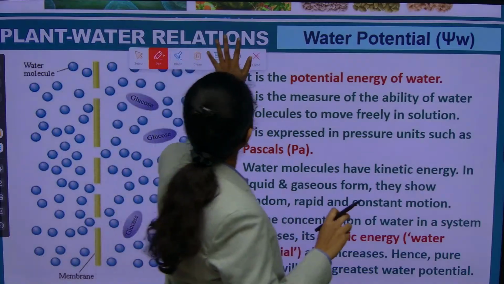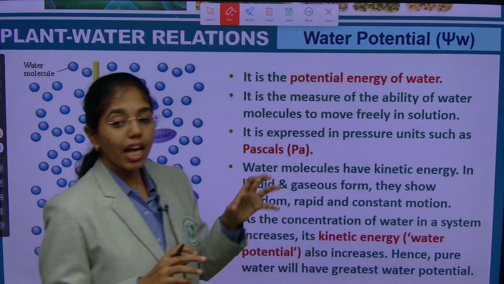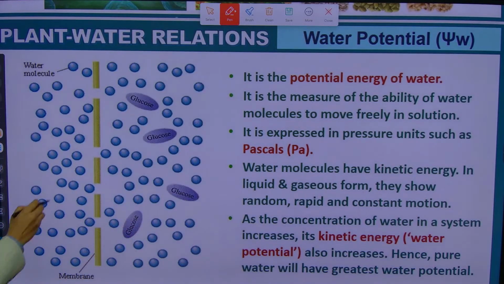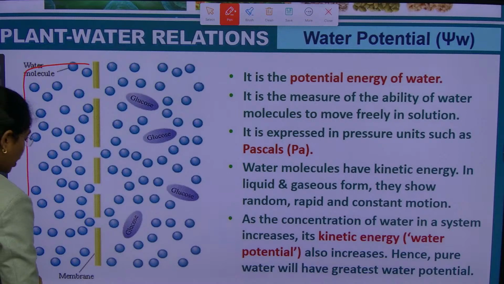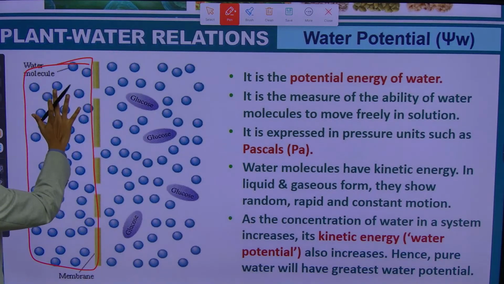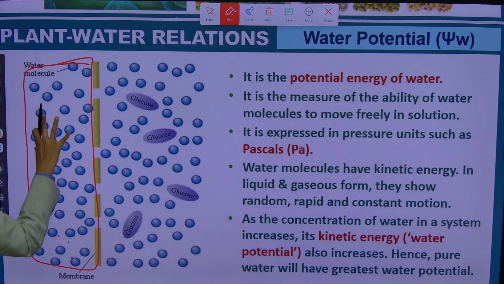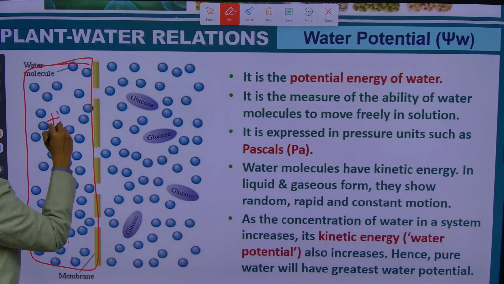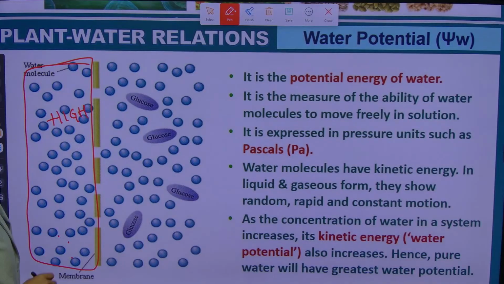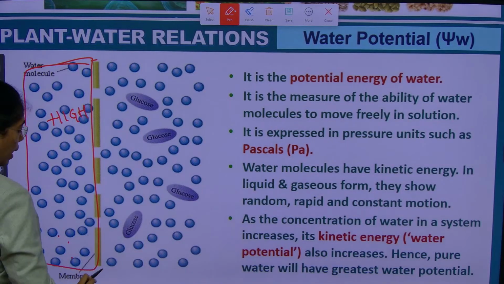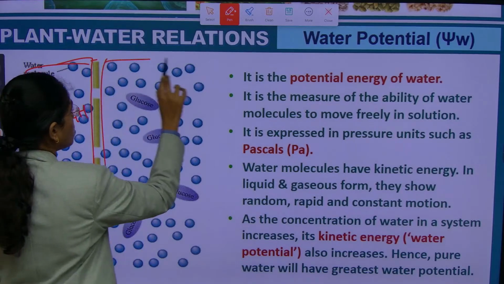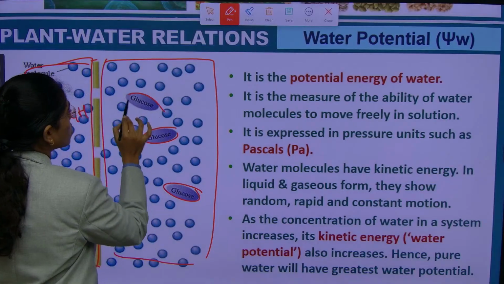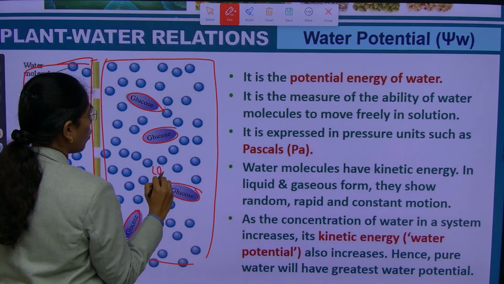Water potential is nothing but the potential energy or kinetic energy of water molecules, which will be maximum in the beaker containing water. Only water molecules are present in this cell, let us suppose. Only water molecules means maximum water potential will be there. Highest water potential is present here. And here, if you see, this is a membrane, and water molecules along with some solute particles are present. These solute particles are glucose molecules, and here you have low water potential.